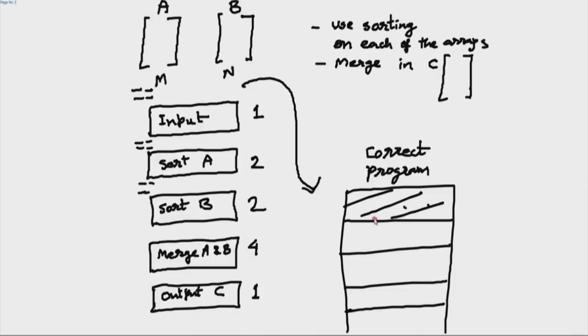But in this particular case, suppose the input statements have some error and the input statements do not work. In the second phase, when the grader takes your second part and fits it into the second module here, it will be using the correct portions of the remaining program. And if your second part is correct, the auto grader will say, yes, sorting of A is accomplished.